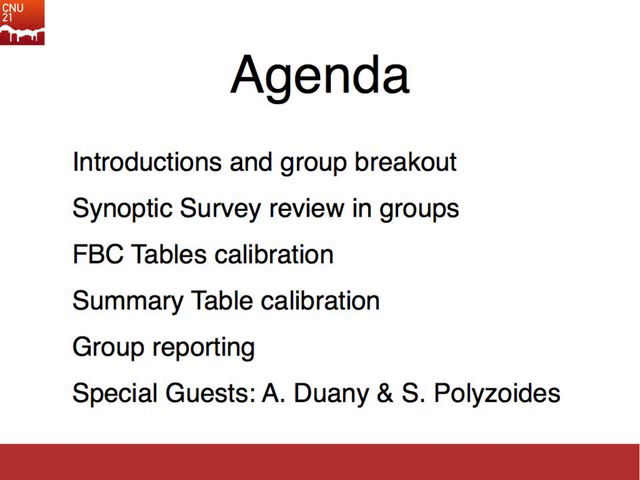We'll begin with introductions and breaking out into group sessions where we reorient based on your level of exposure and familiarity to the model Smart Code. Then we'll do a synoptic survey review in groups. The faculty will have produced the survey in advance because we can't get to all of the appropriate neighborhoods via a walking tour. Then we'll do the form-based code table calibrations, the summary table calibration, and group reporting and critique. All of that will be facilitated by the faculty with sessions interspersed to give you calibration hints and techniques that have been effective over the years.